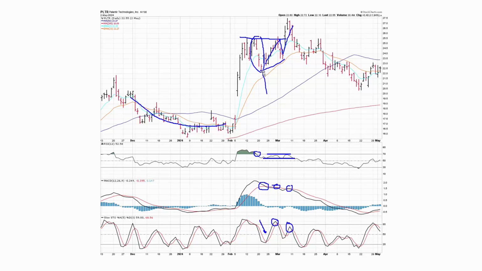That move down right here did enough damage that this move here was not enough to rescue. I don't know what the right word is off the top of my head. It was not enough to get the indicators to start looking more positive. So as you can see, RSI flagged, and you got 2 kisses from the MACD. You got 2 crosses from the stochastic. Eventually the stock fell.